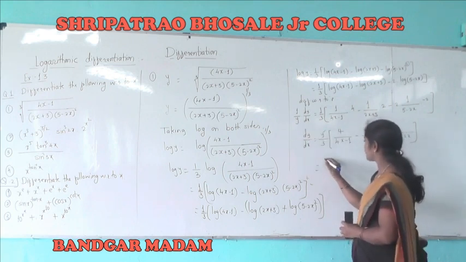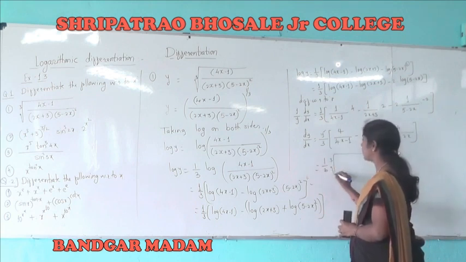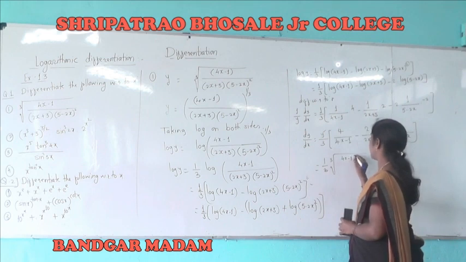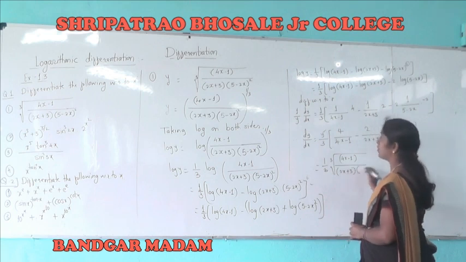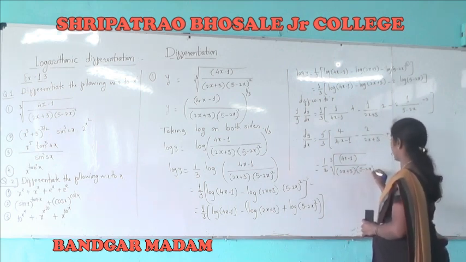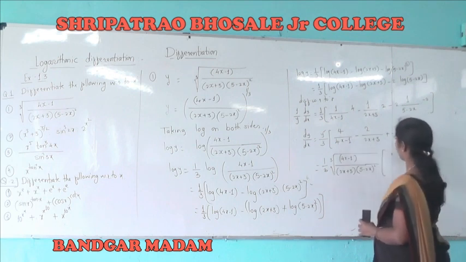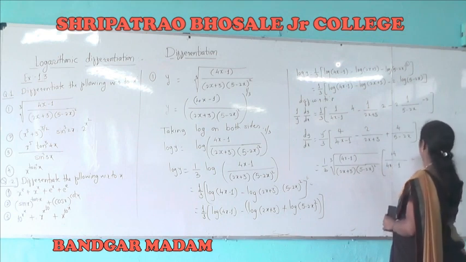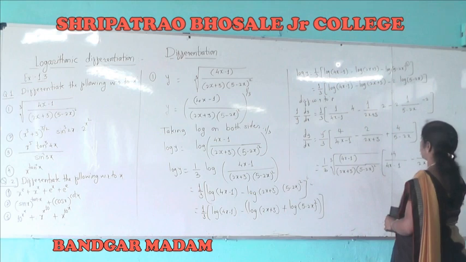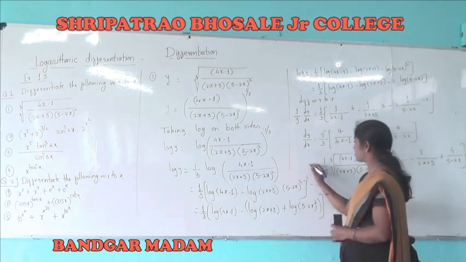1 by 3 stays as it is. y is cube root of (4x minus 1 upon 2x plus 3) into (5 minus 2x) bracket square, into bracket (4 upon 4x minus 1 minus 2 upon 2x plus 3 plus 4 upon 5 minus 2x), which is our required dy by dx.